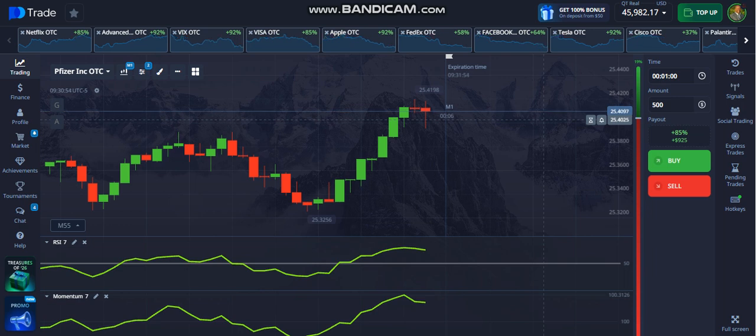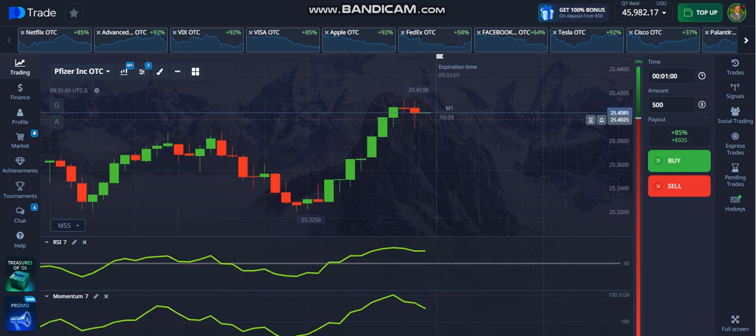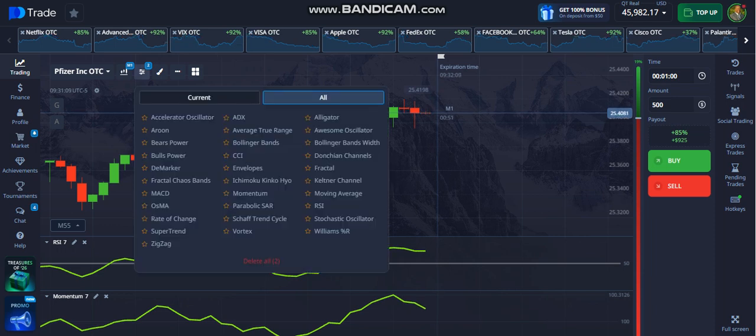So today I'm on the Pocket Option platform and I'm going to be trading stock OTCs on the platform here, utilizing two indicators. When you click on the indicator icon, the first indicator is known as the RSI, Relative Strength Index indicator. And the second indicator is the momentum indicator.